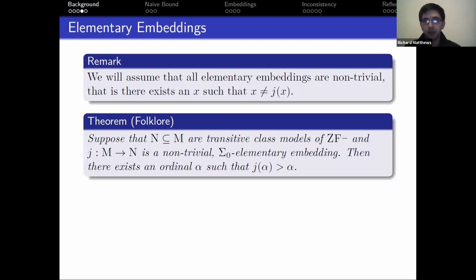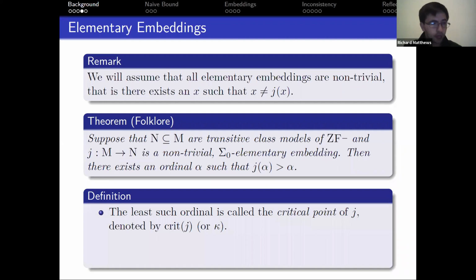So the idea is that any non-trivial Sigma_0 elementary embedding of a weak theory is going to move an ordinal, as long as N is contained in M. And there are standard constructions showing that if N is not contained in M, then without choice, it's not true that we move an ordinal. But that's fine.